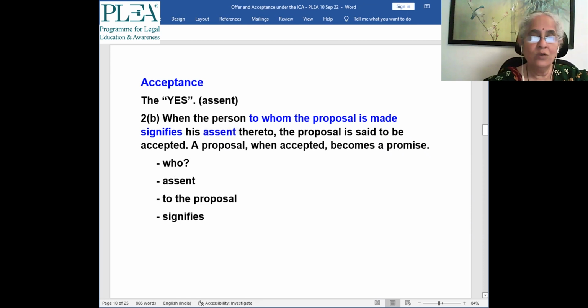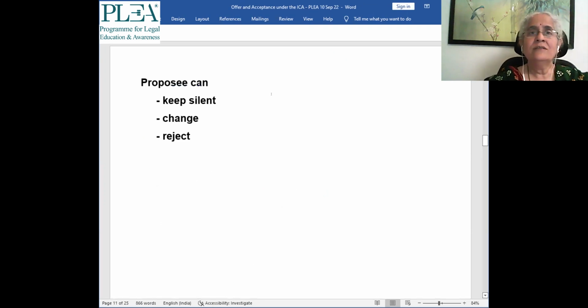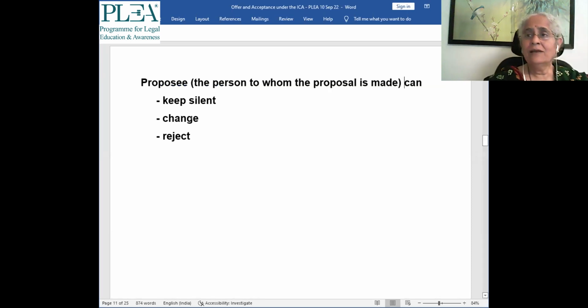So we saw who, we saw what is meant by assent. Please note that when the person to whom the proposal is made signifies his assent, that too means assent to the proposal, and that it should be communicated. Therefore, built within this definition are the requirements of a valid acceptance. Now, what can the proposee do? The person to whom the proposal is made. What all can he do? He can simply keep silent, not do anything. There is no acceptance.